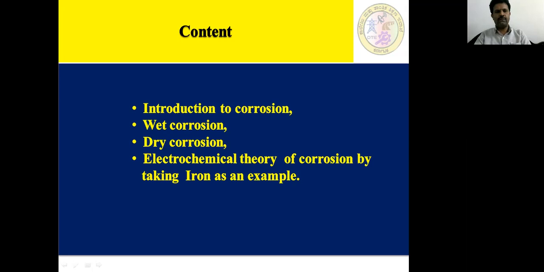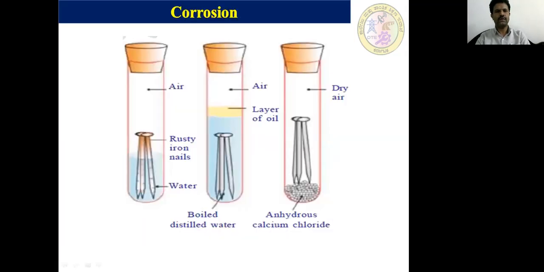Session 1 of Module 2 includes introduction to corrosion, wet corrosion, dry corrosion, electrochemical theory of corrosion, by taking iron as an example. If we look at this picture, which consists of 3 different cases here. In the first case, the iron nail is immersed in water taken in a test tube, and the test tube is in contact with air.